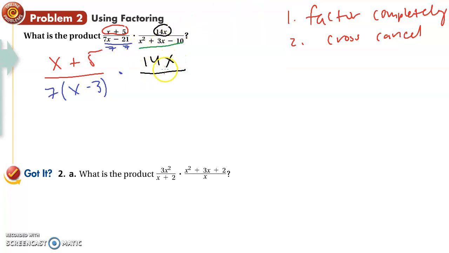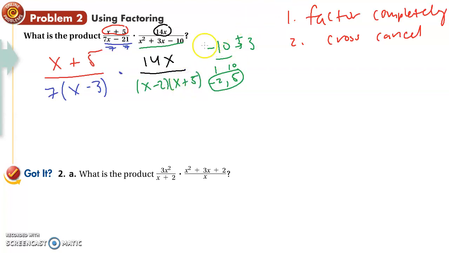Now this is a regular factoring problem where I'm trying to find factors of negative 10 that add to 3. All right, and if I think about my factors of negative 10, that would be 1 and 10, 2 and 5, and since they multiply to negative 10 and add to positive 3, I'm going to say this is x minus 2 and x plus 5.